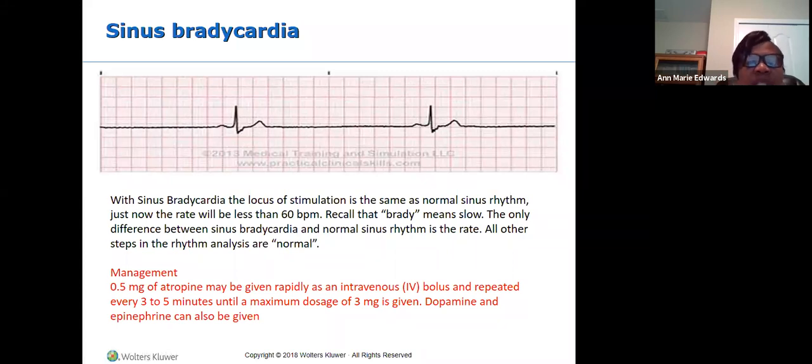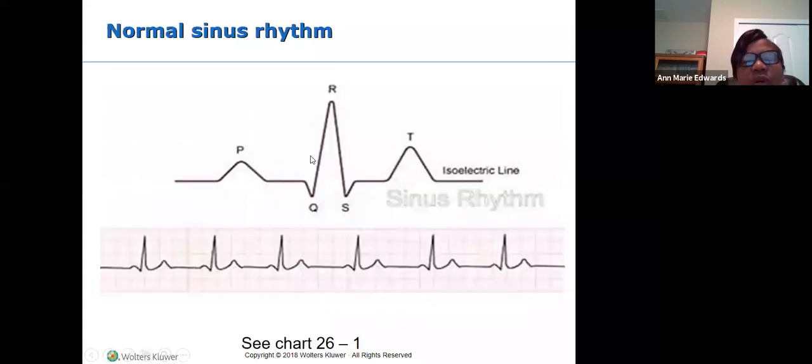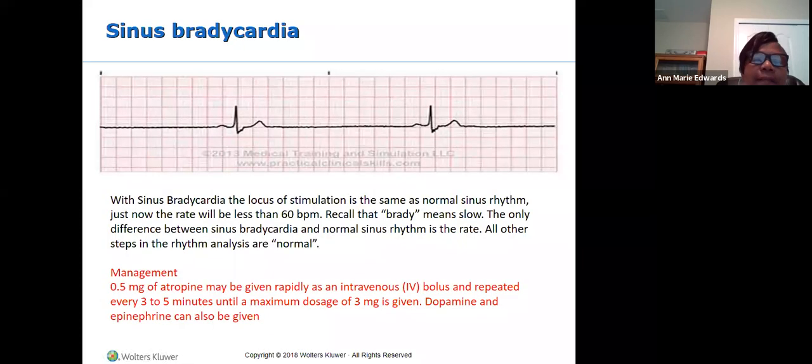All right. So sinus bradycardia is our first abnormal rhythm that we're going to look at. And in sinus bradycardia, it originates from the sinoatrial node. You do have your P, Q, R, S, T. Okay, so you have your complete complex right here, your atrium, your ventricle complex, and the rate, however, is slow. Okay, so with sinus bradycardia, the locus of stimulation is the same as normal sinus rhythm, just now the rate will be less than 60.